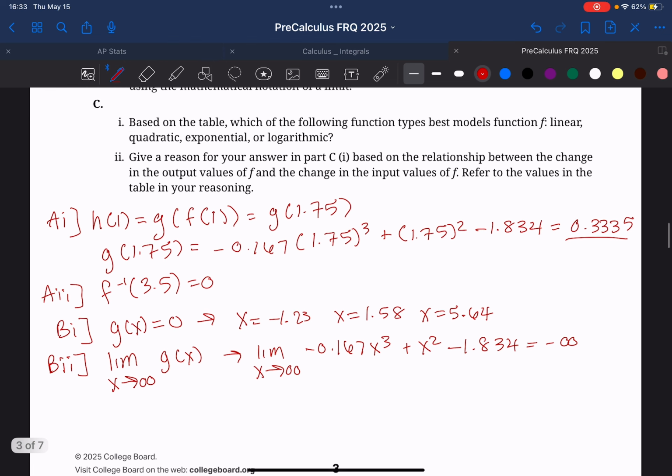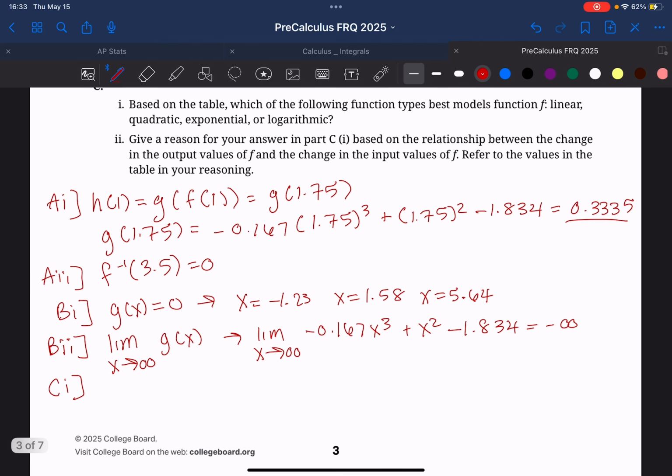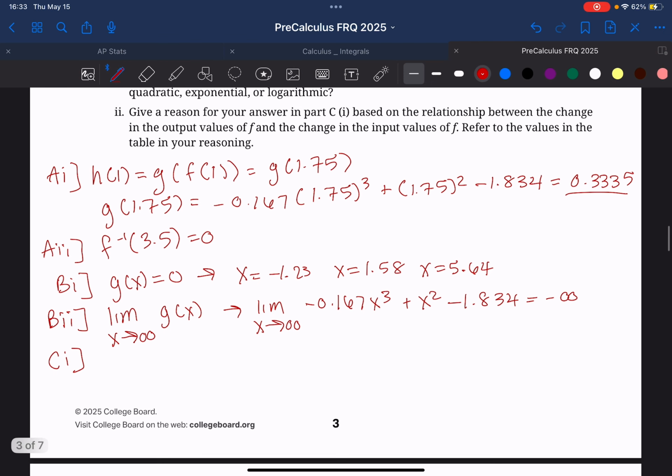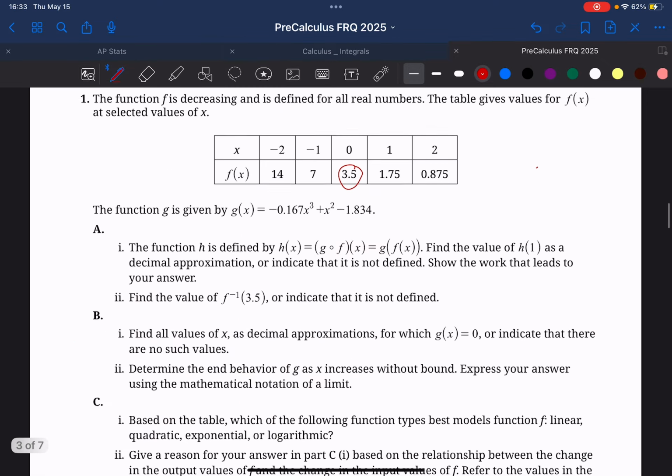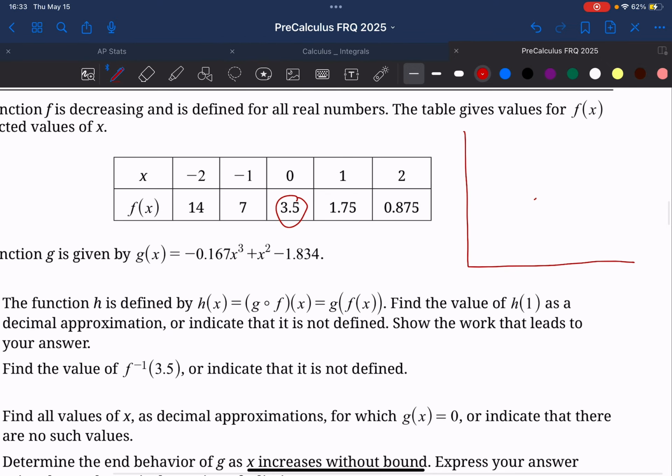Okay, part C, part 1, says based on the table, which of the following functions best models the function f? Linear, quadratic, exponential, or log? So what I would do is look at my points on my graph up here, and I would try to either plot them on my calculator using lists and spreadsheets, or just do a rough sketch of what this function would look like.